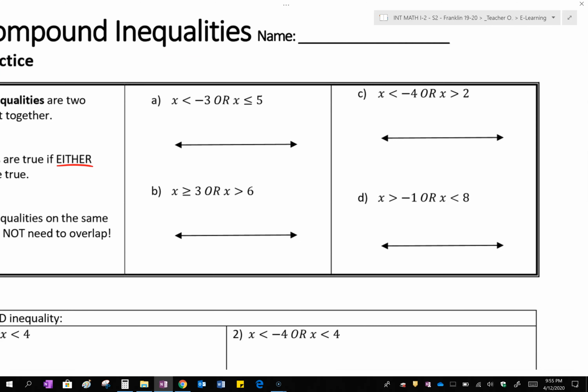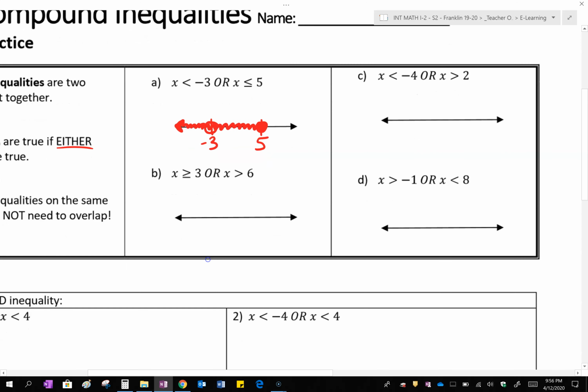x is less than -3 or x is less than or equal to 5. So we're going to put our numbers on first, just like before. We got -3 and 5. Get your circles right. This is an open circle on the -3, filled in circle on the 5. Now less than -3 goes to the left. Less than or equal to 5 also goes to the left. And that's it. So these two happen to overlap. They don't always. Doesn't matter. Just graph them the way they are.